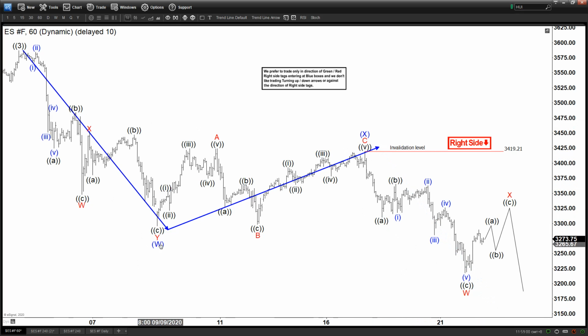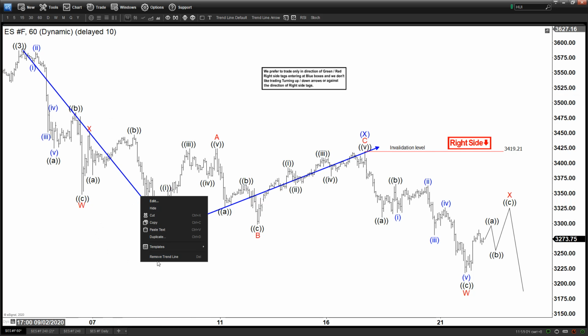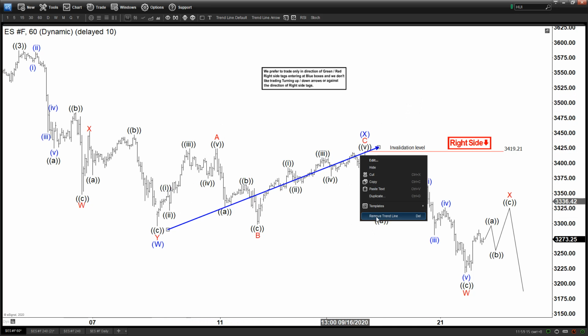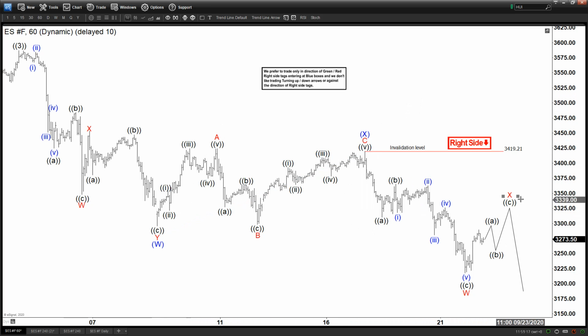Alright, so the W here subdivides into another WXY structure here. This is a double zigzag ABC, and then ABC, and this X in blue is in the form of a flat. And right here we're looking for another WXY structure as the subdivision of the Y in blue.